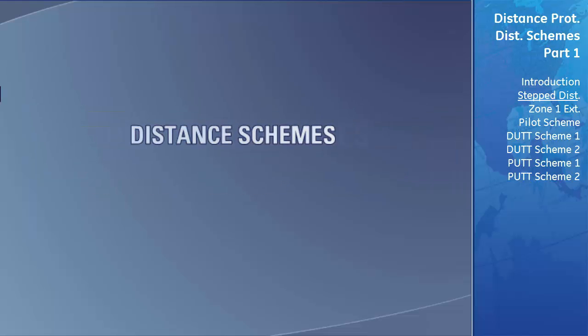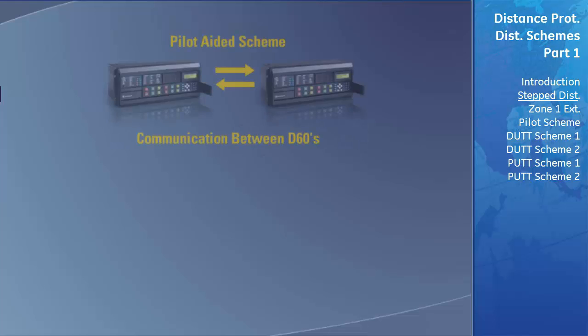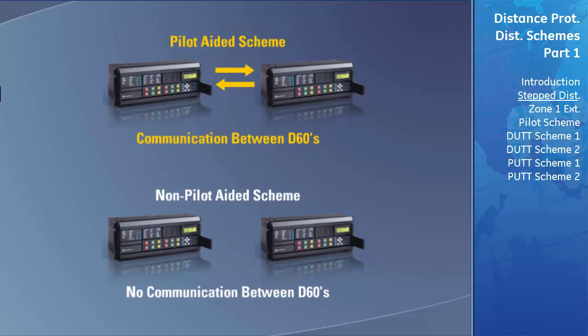All protection schemes used in distance relaying fit into one of two categories: pilot-aided schemes and non-pilot-aided schemes. The distance relays used in pilot-aided schemes communicate with each other to determine whether the fault is located on the transmission line or not. The relays in non-pilot-aided schemes do not communicate with each other and instead use delays and other forms of coordination to determine whether the fault is located on the transmission line or not. All coordination in these schemes is done within each individual relay.